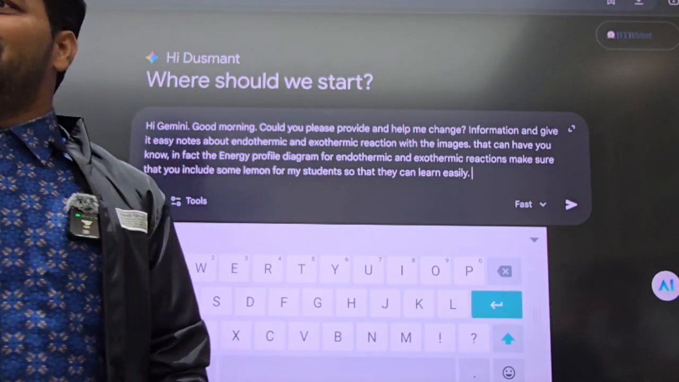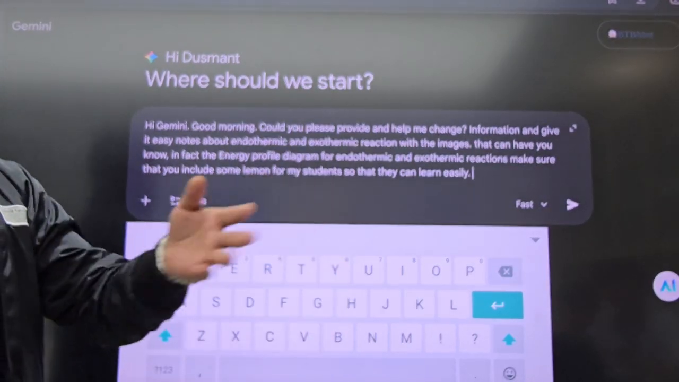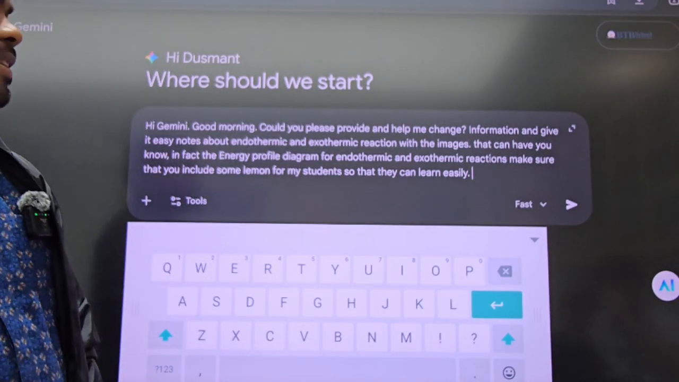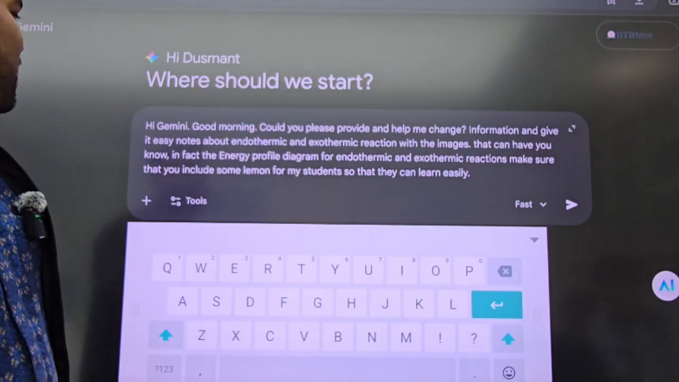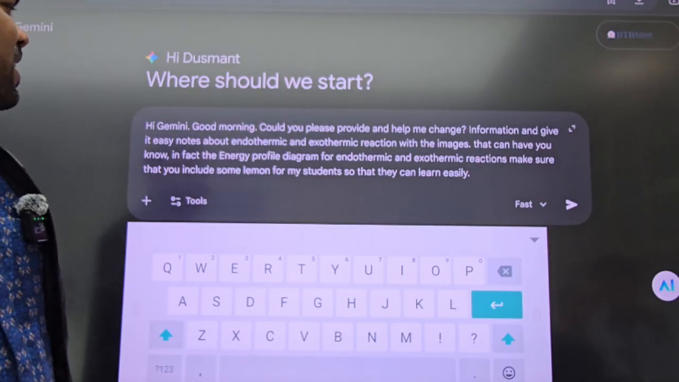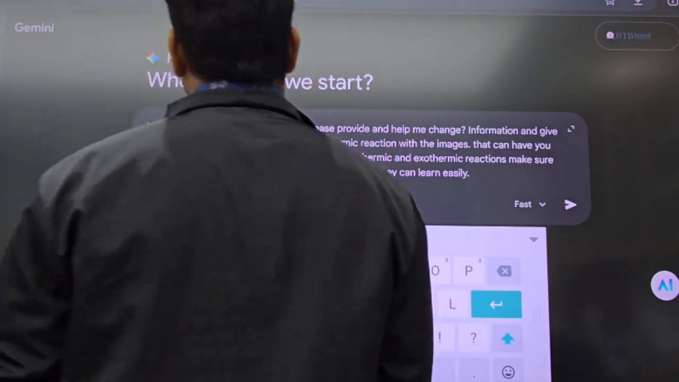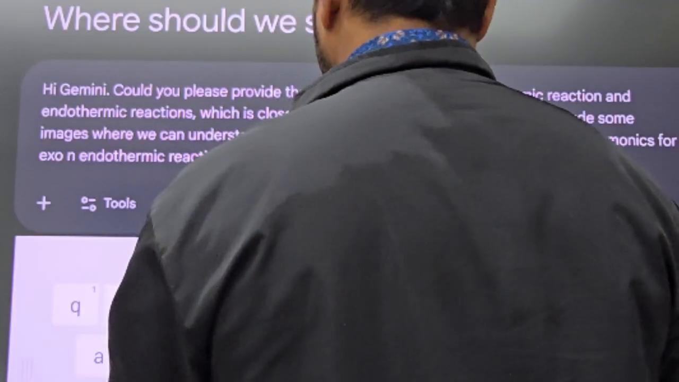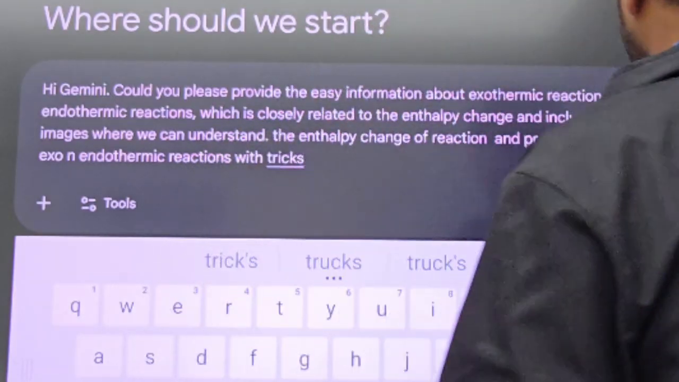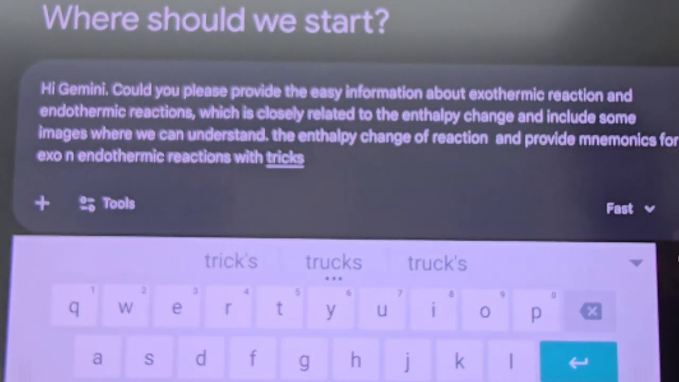So you don't have IB curriculum? It will give enthalpy change. So where's the lemon? Where? There's some lemon. Where's that? Lemon. No, lemon. Okay, guys. Then let's search. Okay.